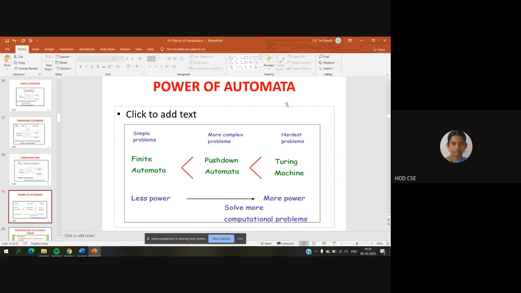So this is the comparison of the power of the automata. Finite automata has less power. Push-down automata has intermediate power, and Turing machine has more power. So with respect to power, finite automata can solve only simple problems, and push-down automata can solve somewhat complex problems greater than the finite automata, and the hardest problems are solved by the Turing machine. This is with respect to the model of computation. Is it clear to you?